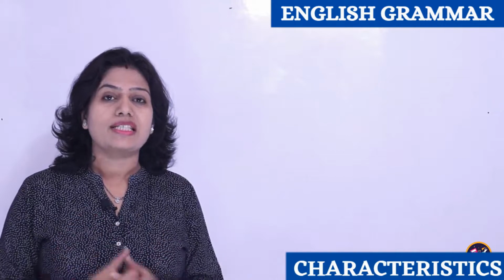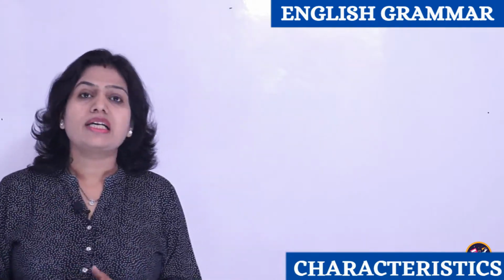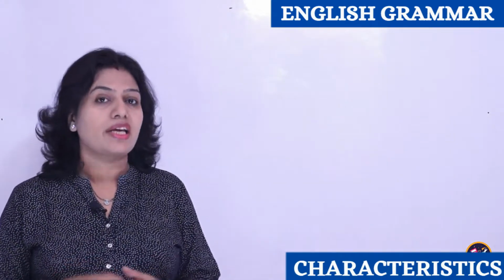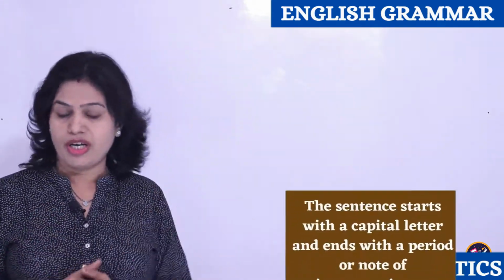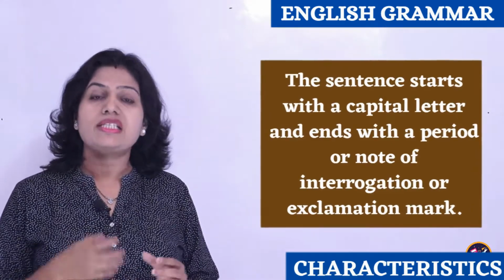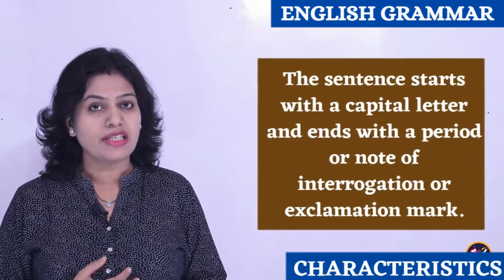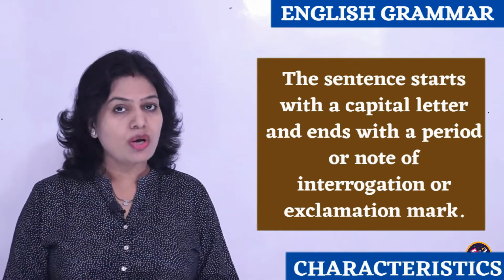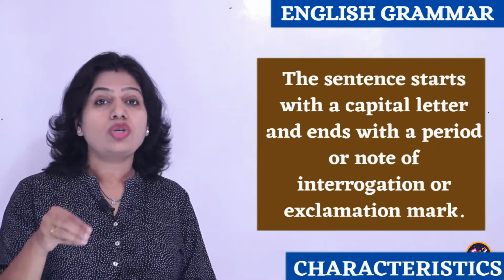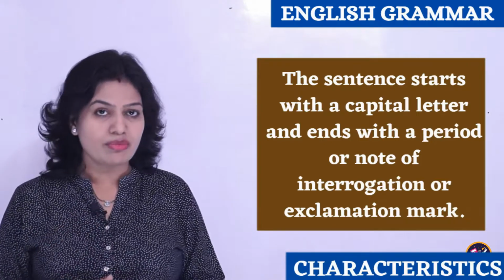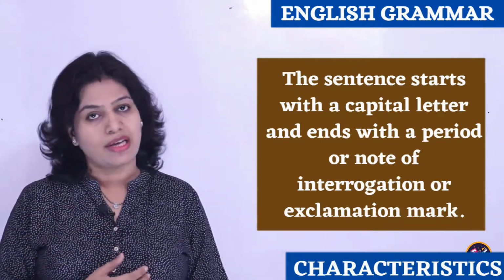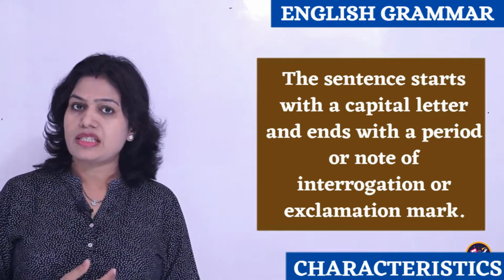So let's see some characteristics of sentences. There are three main characteristics of a complete sentence in English grammar. First, the sentence starts with a capital letter and ends with a period, that is a full stop, or a note of interrogation, that is a question mark, or a note of exclamation, that is the exclamatory sign. This is the first characteristic.